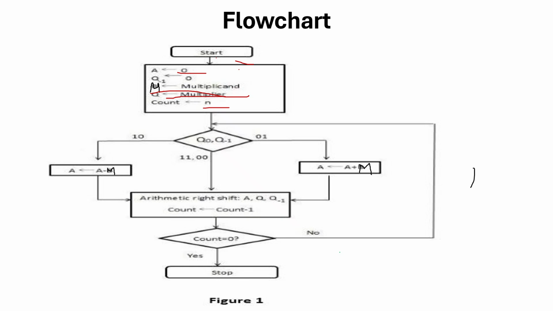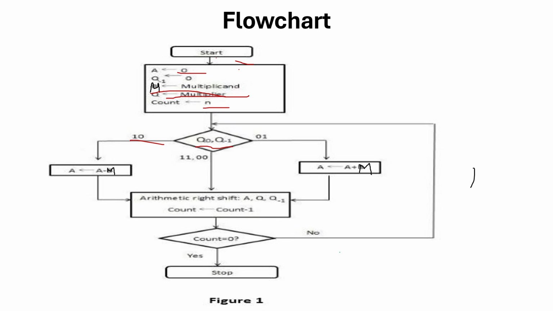So the algorithm works by repeating a loop a number of times equal to the number of bits in the multiplier, and in each loop iteration we examine the least significant bit Q0 and Q minus 1 together. So generally we have three cases here. Case 1, if the pair is 1 0, we subtract the multiplicand from the accumulator. If the pair is 0 1, we add the multiplicand to the accumulator, and if the pair is 0 0 or 1 1, we do nothing in that step.